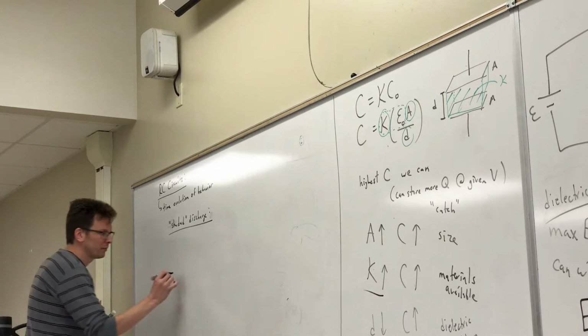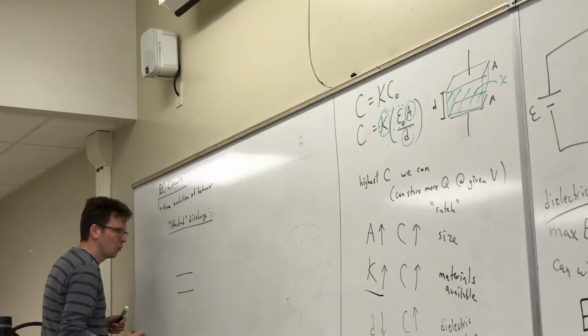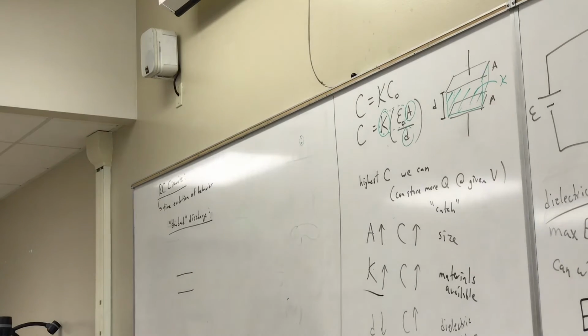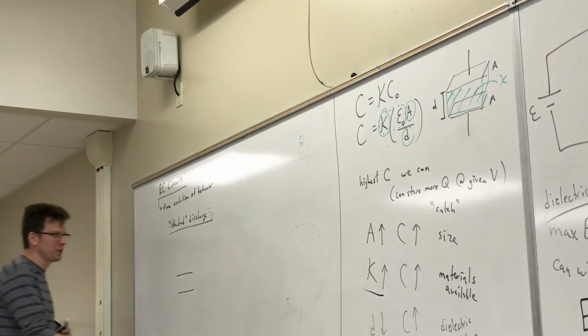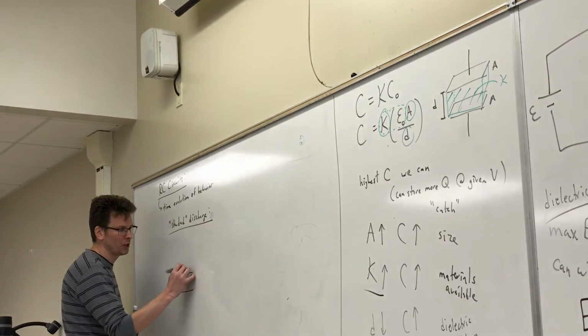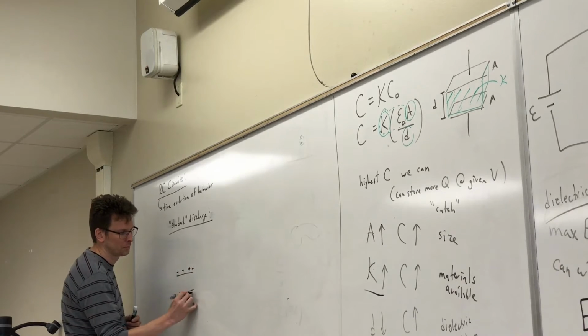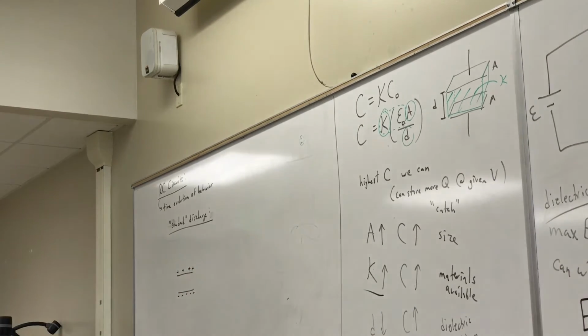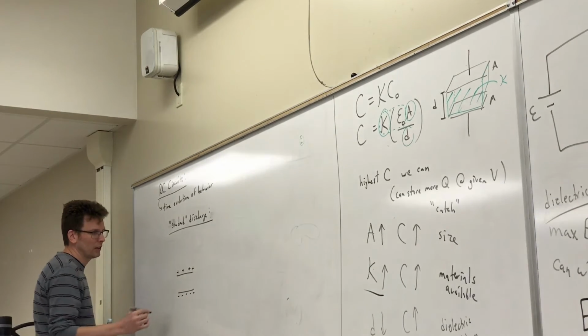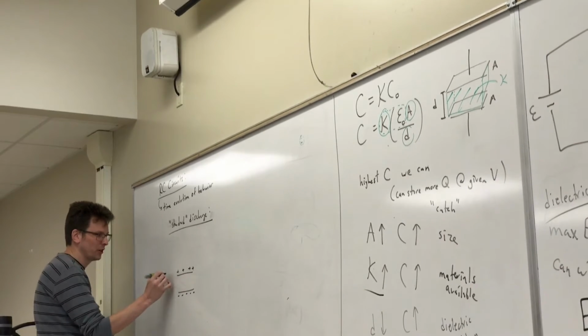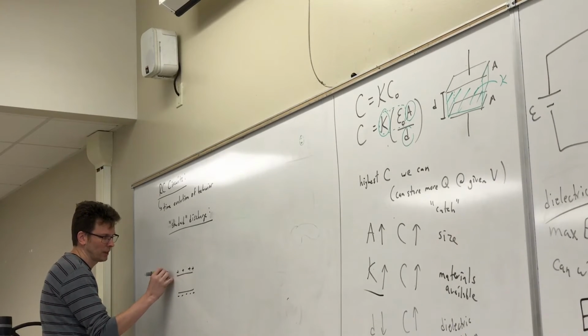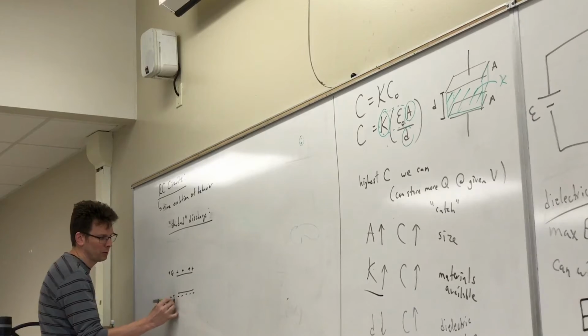So here's what we have. We have a capacitor. Now, it can't discharge if it doesn't have any charge to start with. So let's say we've charged it up in the past. It's got some charge. So it stored some charge, it stored some energy. I'll call the charge here plus Q, minus Q.